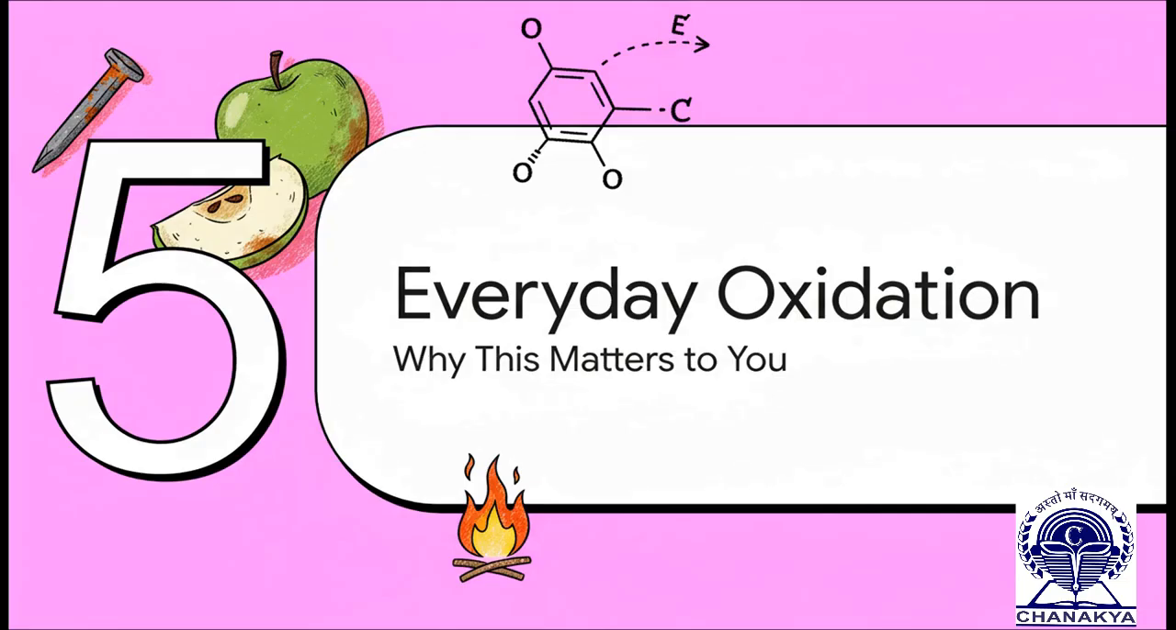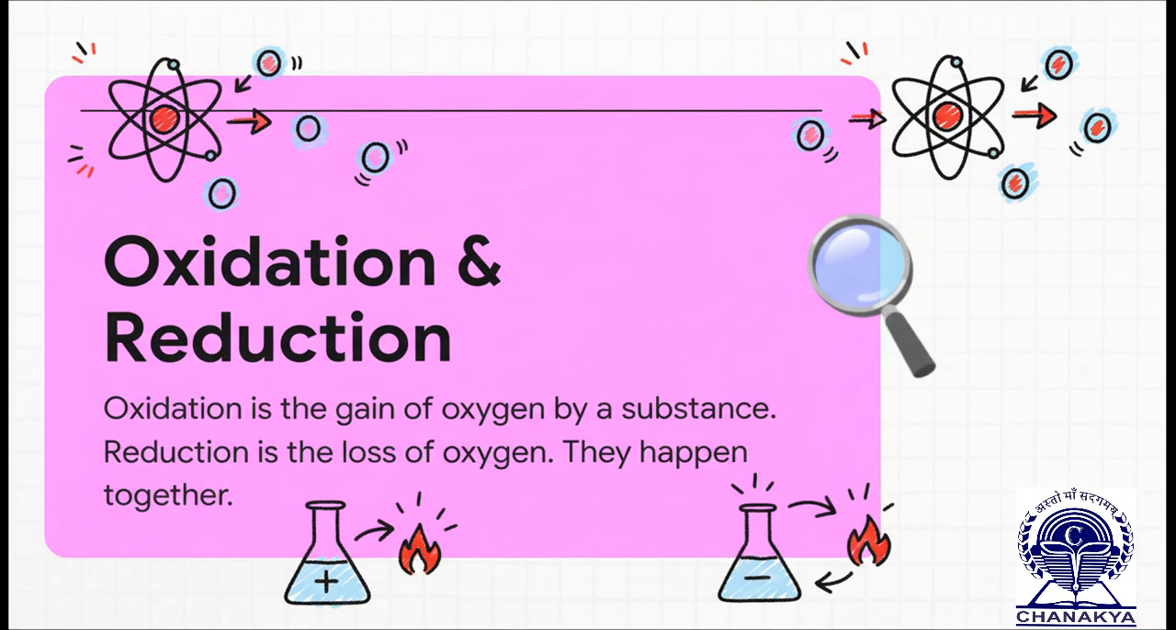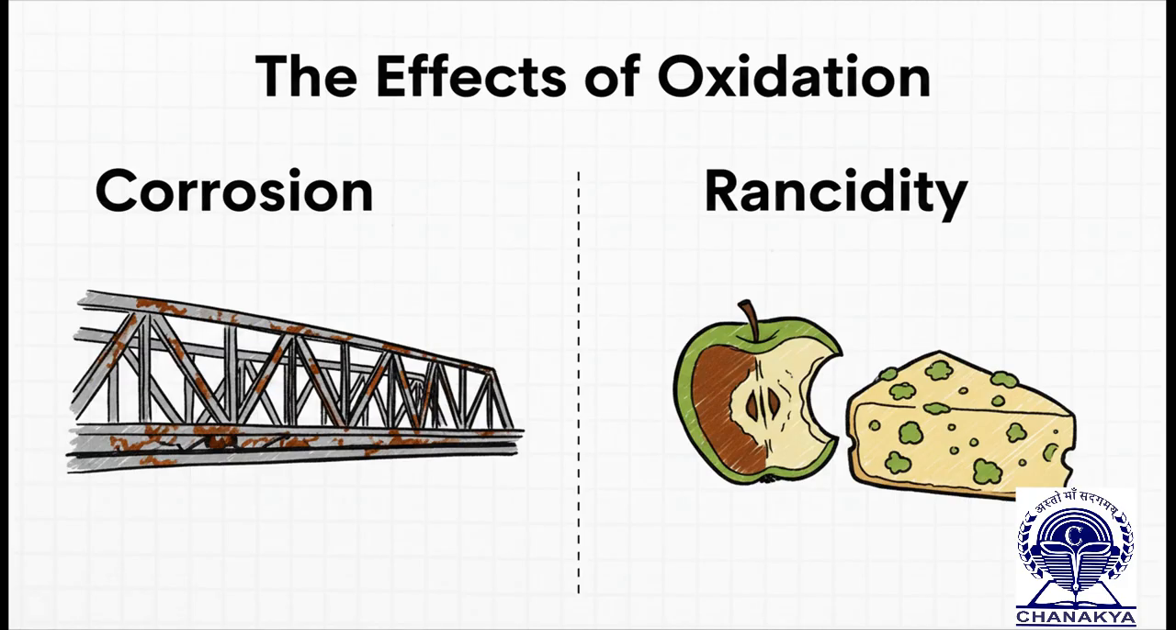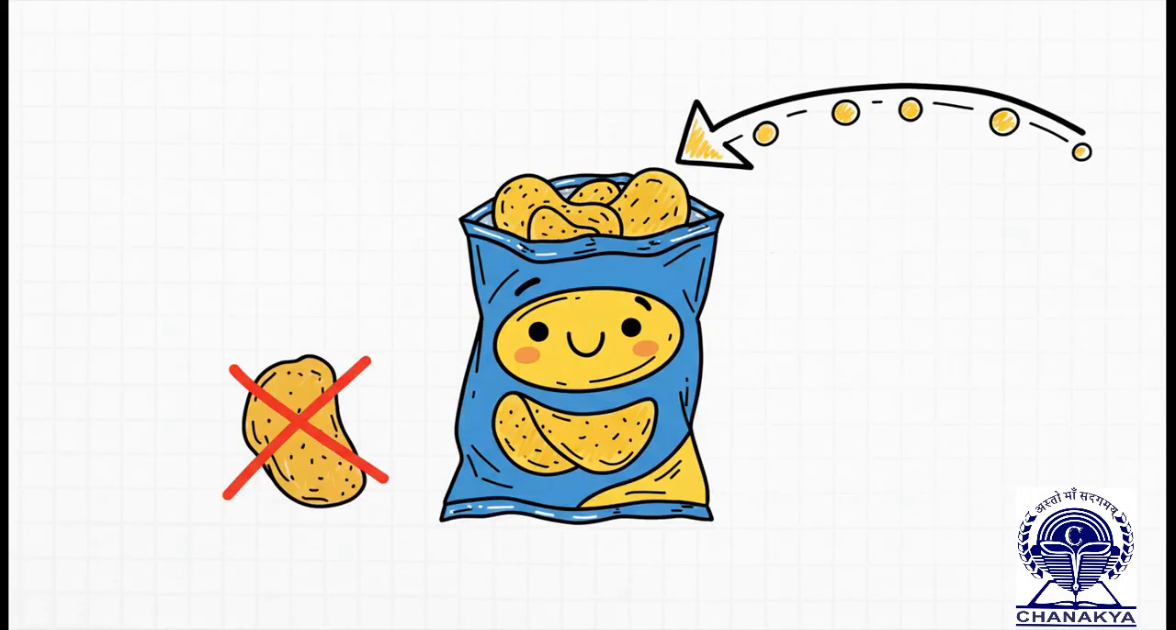So, why does speaking this chemical language even matter? I mean, who cares? Well, because one specific type of reaction, oxidation, is happening all around us, all the time, for better and for worse. So in really simple terms, oxidation is when a substance gains oxygen and reduction is when it loses oxygen. And the key thing here is they always happen together. They're a package deal. Now, this process is responsible for some pretty serious problems, like the corrosion that damages bridges and cars, or the rancidity that makes our food go bad and taste awful. But understanding oxidation is the key to preventing it.